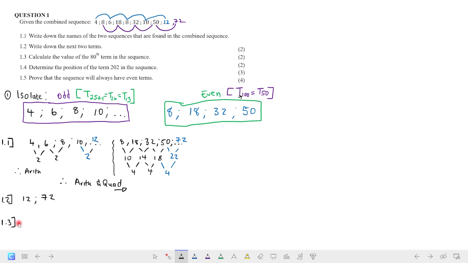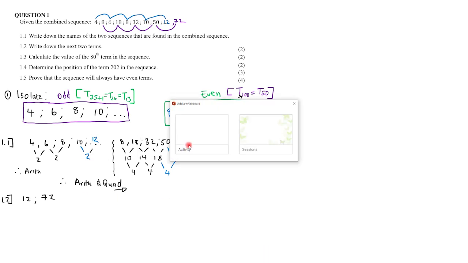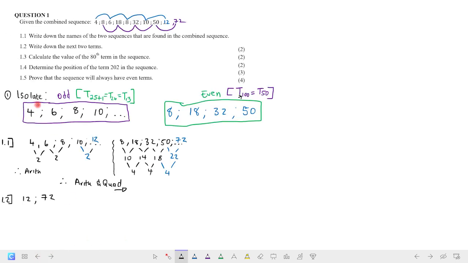Alright, 1.3, let me just open a new space. Now 1.3 says let's calculate the value of the 80th term in the sequence. Here we are being asked to calculate the 80th term, but because it is a combination of two sequences, we can't just calculate the 80th term from there. We need to first take that and see what it means in our isolation of sequences. Now 80, what is 80? Is 80 an odd number or even number? So it means it's an even number, right?